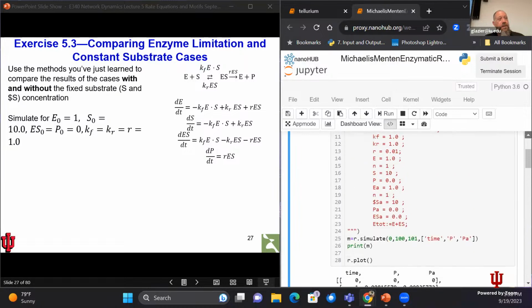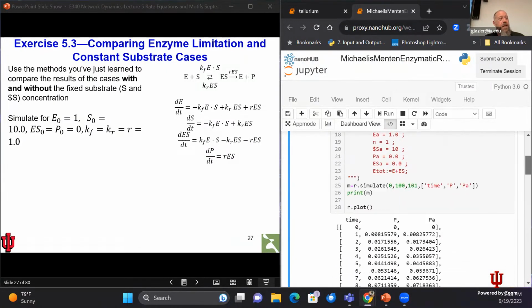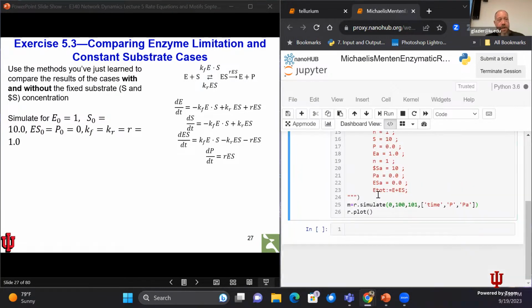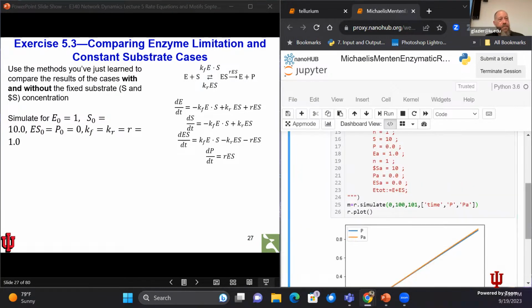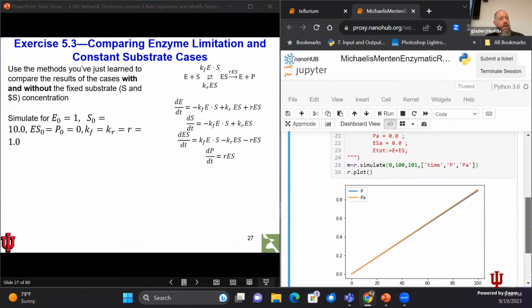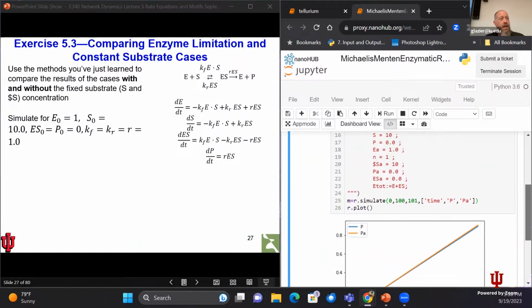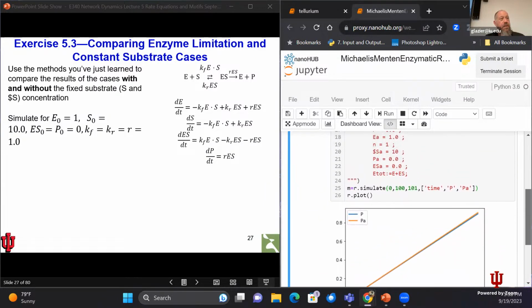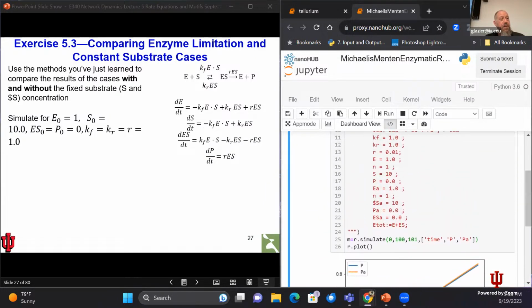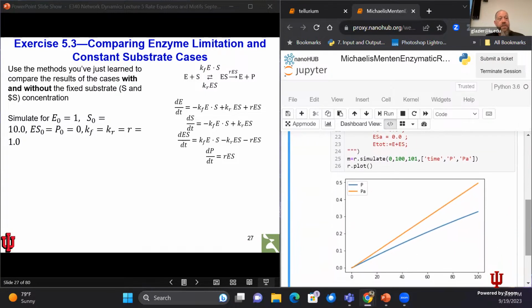So how did it work? Excuse me, I'm going to stop printing the value here so we can see the plot more easily. So this is when I start out with S at 10, and after 100 time steps, not that much has happened. If I start out with S of 1, you see the divergence happens much more rapidly.